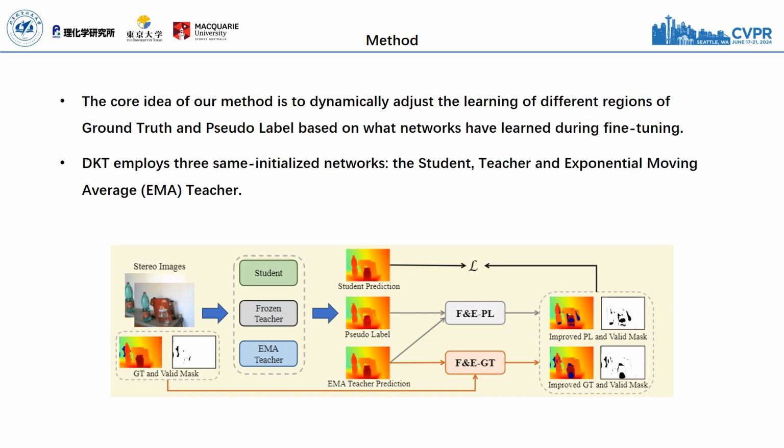The core idea of our method is to dynamically adjust the learning of different regions of ground truth and pseudo-label based on what networks have learned during fine-tuning. DKT employs three identically initialized networks: the student, the teacher, and the exponential moving average, EMA, teacher.